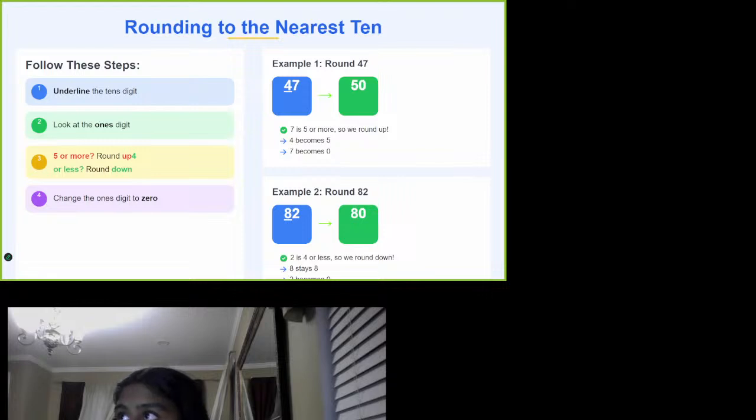So we're going to round to the nearest 10. First, you'll have to determine the tens digit and underline it. And then look at the ones digit for the place value. And then in rounding, you have to see whether it's 5 or more. And if it is, then you have to round up. And if it's 4 or less, then you have to round down. So this is comparing the ones digit.